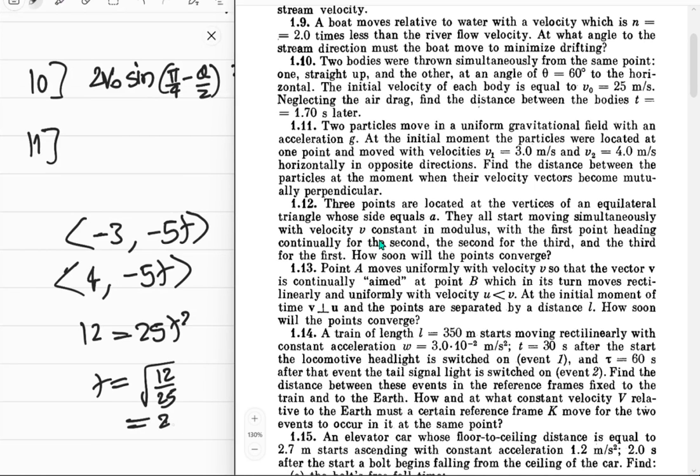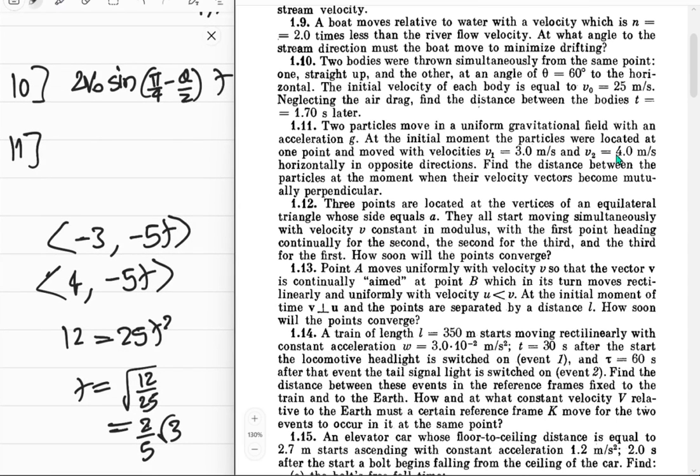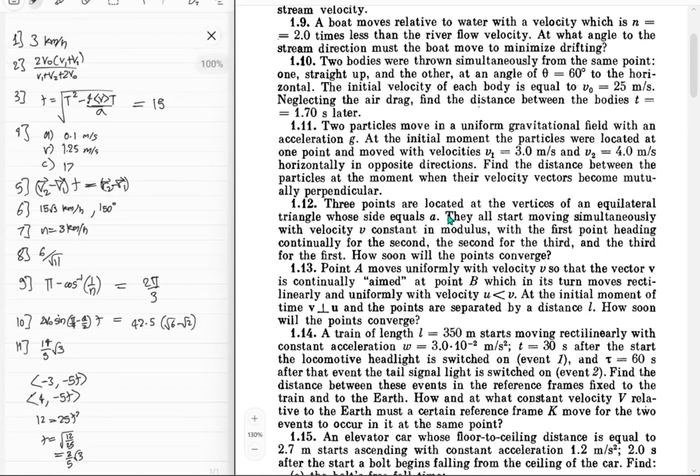That's like 2 upon 5 square root 3. And that times the relative velocity, which is just 7. So 7 times that is going to be the distance between them. There we go. It's just 14 upon 5 square root 3. Next.